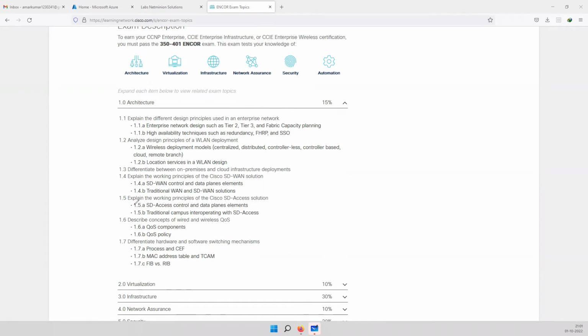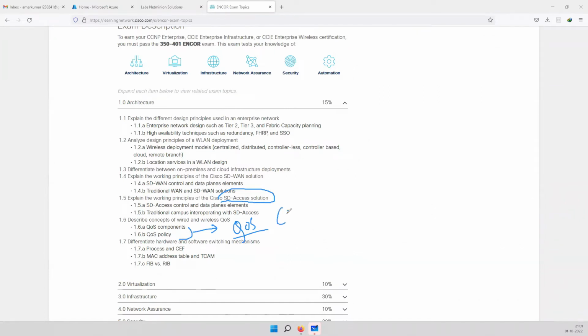No issue. Then we have exploration principles of Cisco SD-Access. This is another solution to manage the network, along with the SD-WAN part that we are going to cover. Post that, we are going to cover QoS. What is QoS? That is quality of service. So we are going to talk about QoS.